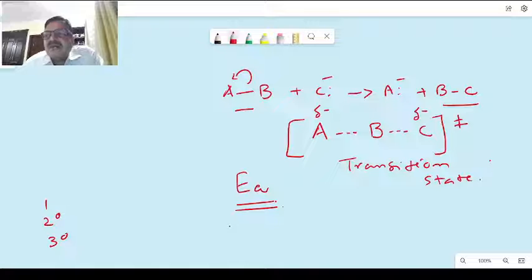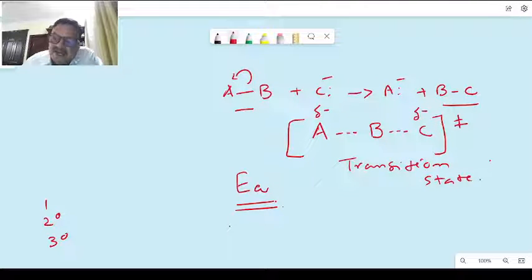So this is what the Hammond postulate states. Now let us see an endothermic reaction. Endothermic reaction means what? That is a bond cleavage, all bond breaking. The energy is absorbed here, and in an exothermic reaction energy is released.